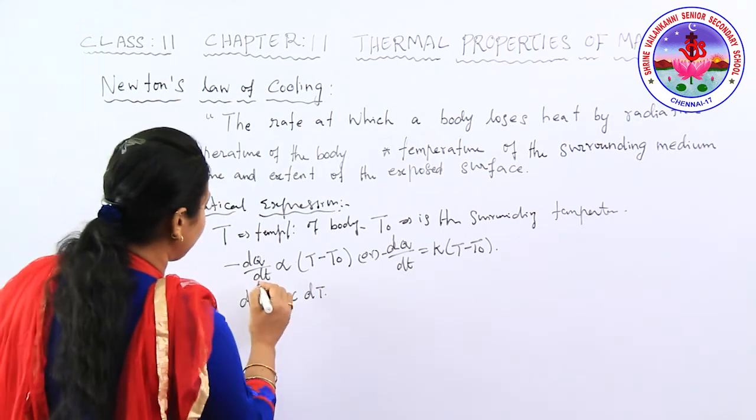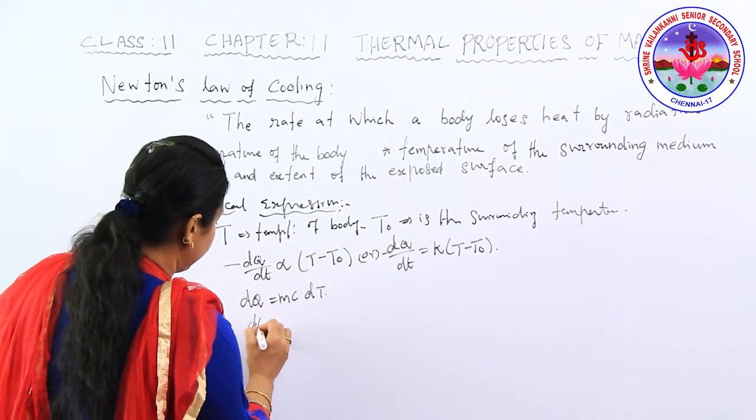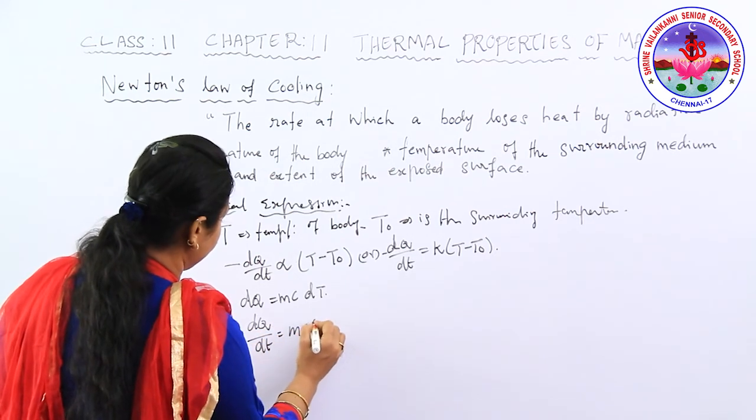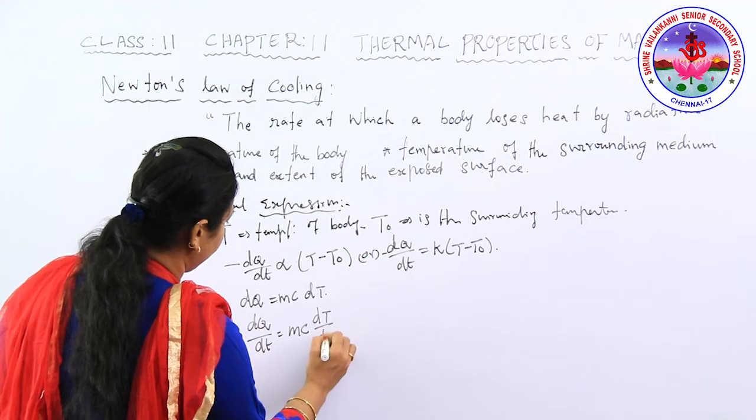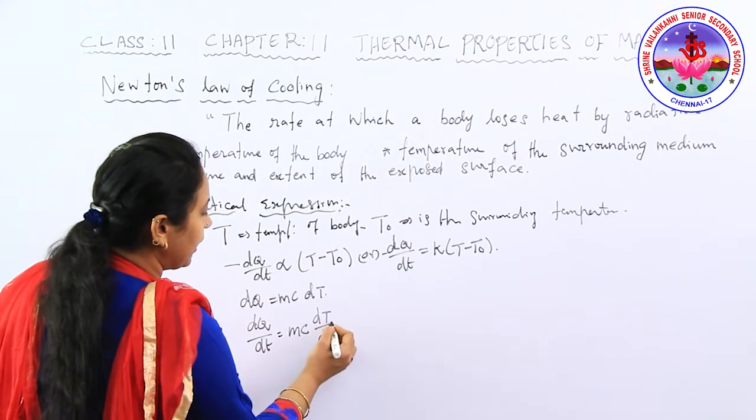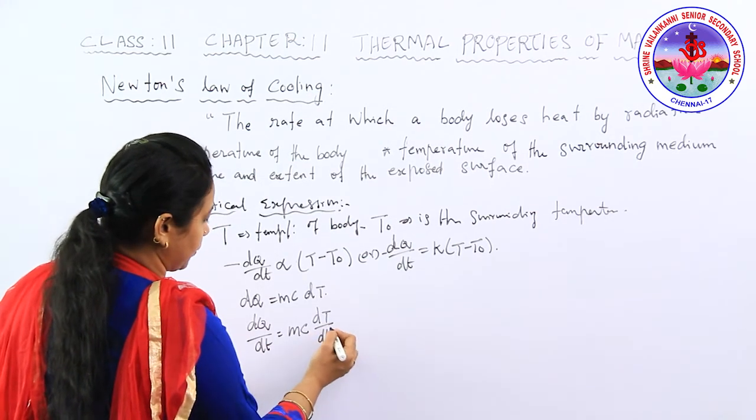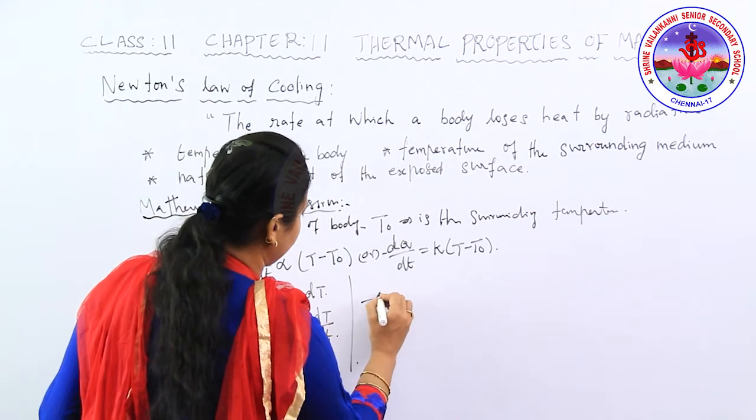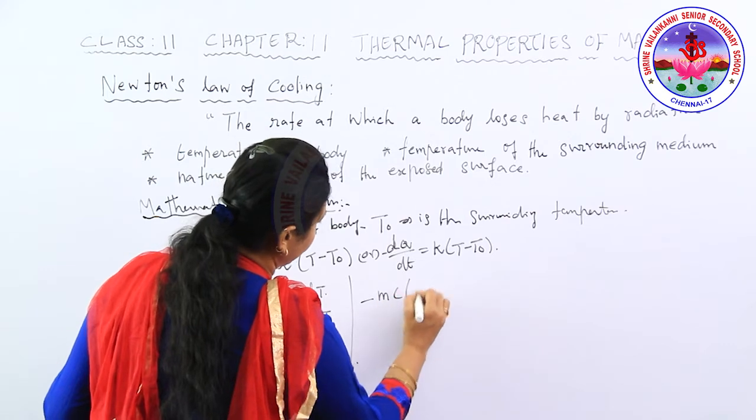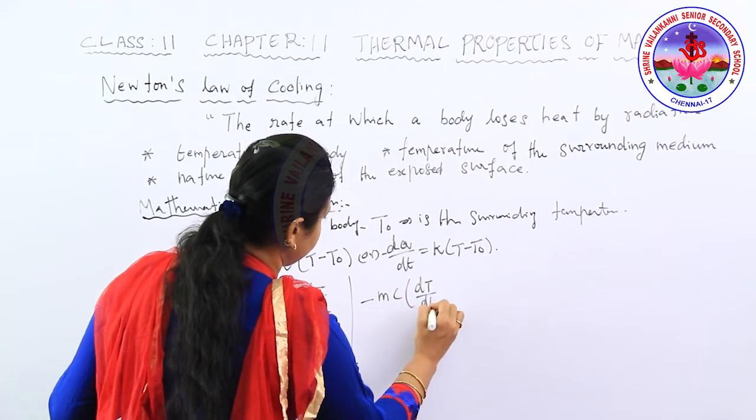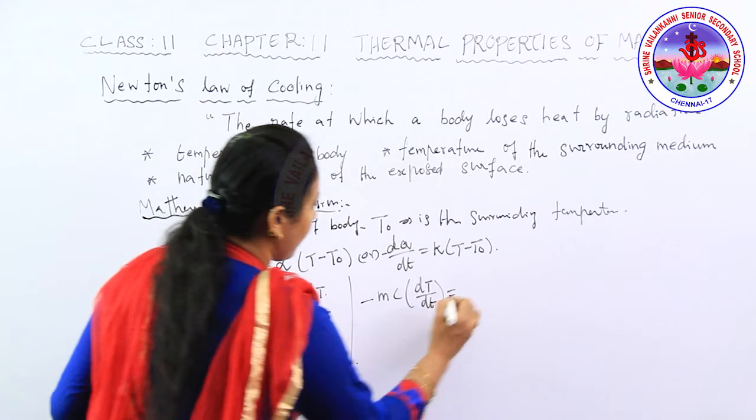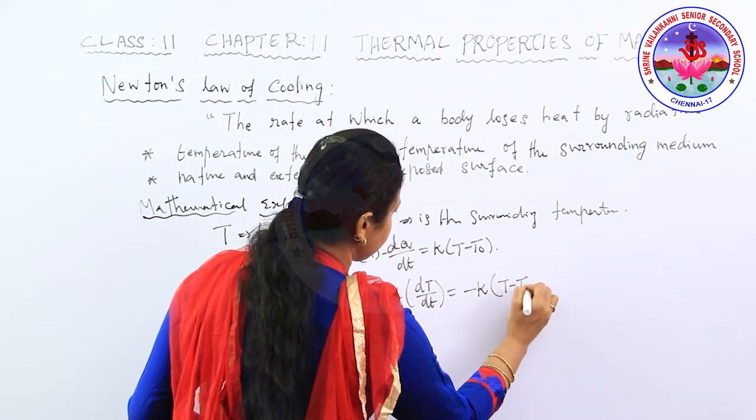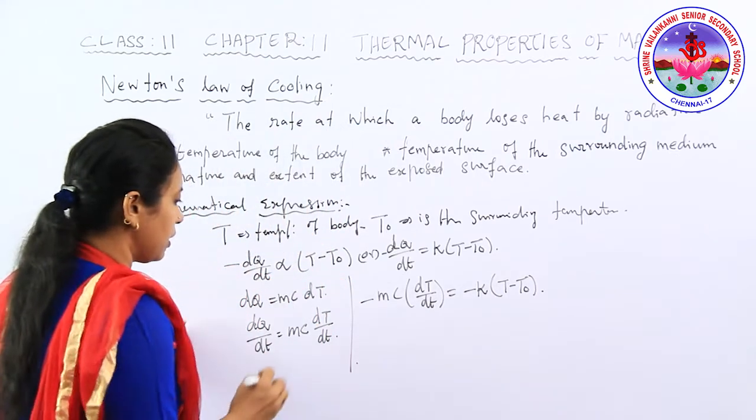We can, with respect to the time taken, write dQ/dt, which is equal to mc dT/dt. That is d/dt of the change in temperature, right? Now, we can compare these two equations, then minus mc dT/dt is equal to minus k into (T minus T naught), right?